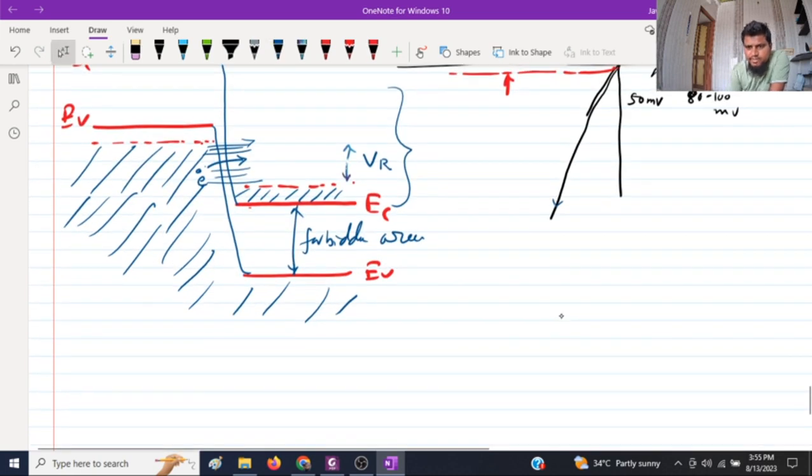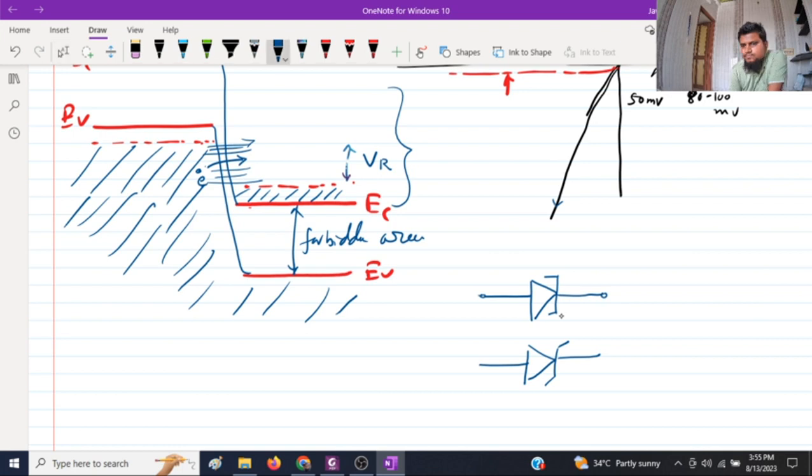The symbol for tunnel diodes is generally like this. Okay, like this. This is the tunnel diode representation, while the Zener diode is represented like this. Like this. So this is the input, P side, N side, whatever you can understand.